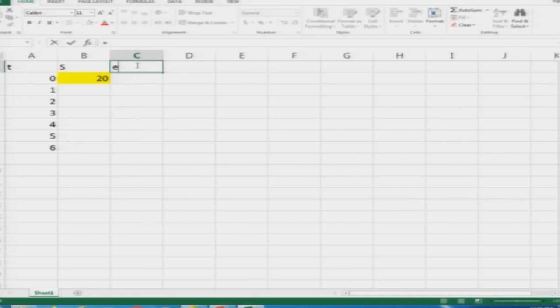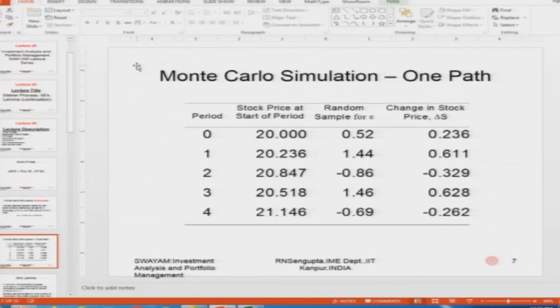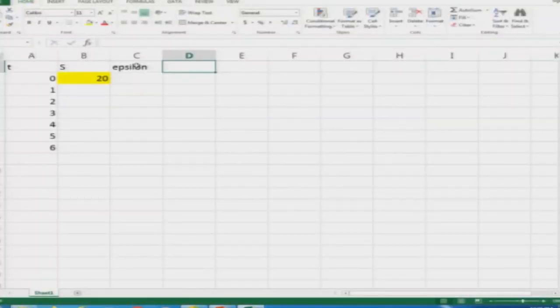Then we have the epsilon values, and they would be generated depending on the standard normal deviation. I will come to that later on. And then there is delta S, so the delta S formula. Now I need to generate from the standard normal deviation.